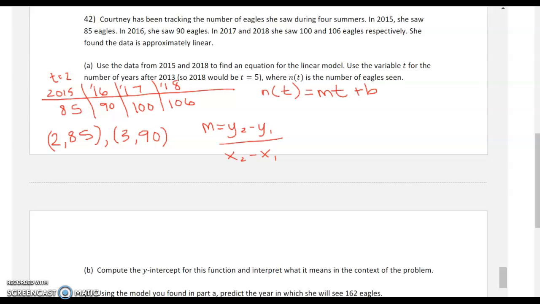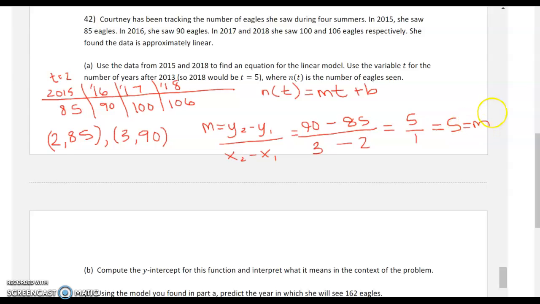So for y2 we have 90 minus 85 for y1. For x2 we have 3 minus 2. Notice that 90 and 3 were both in the first spots, 85 and 2 are both in the second spots. And that's the most important part, that they stay consistent. So 90 minus 85, we get 5. 3 minus 2, we get 1, which will just simplify to 5.